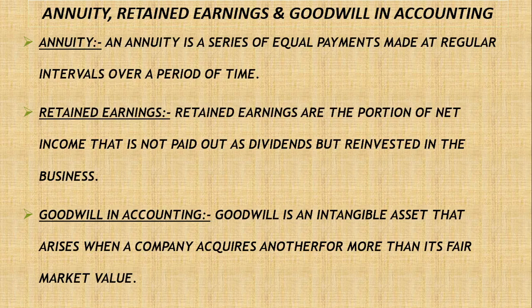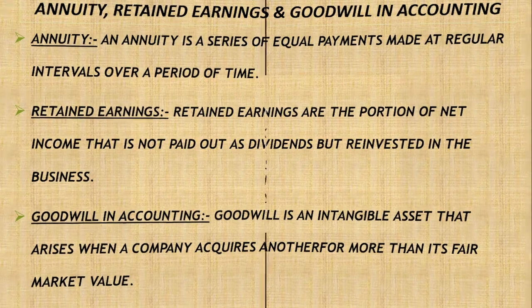Annuity, retained earnings, and goodwill in accounting. Annuity: an annuity is a series of equal payments made at regular intervals over a period of time. Retained earnings: retained earnings are the portion of net income that's not paid out as dividends but reinvested in the business. Goodwill in accounting: goodwill is an intangible asset that arises when a company acquires another for more than its fair market value.